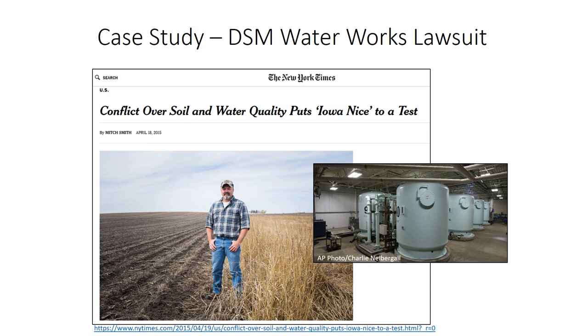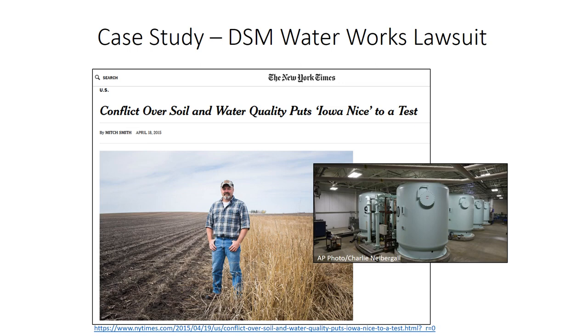And so the Des Moines Waterworks, they were having this issue where they were having to filter out nitrate from primarily the Raccoon River, because there's just such high nitrate concentrations in the water, and it's a regulated contaminant.